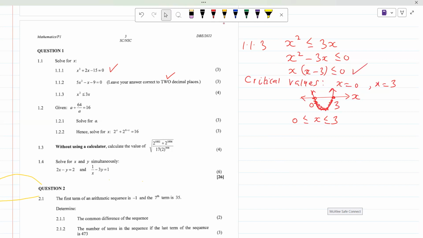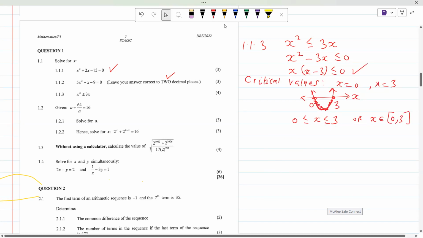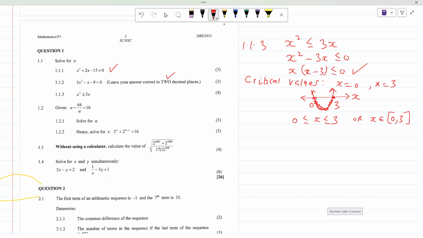If you don't want to say that, you can say x is an element of the interval from what? You're starting from 0 to 3, and then you close like this. So what is the next thing now? Right, so you have this. We want to also now look at 1.2.1.